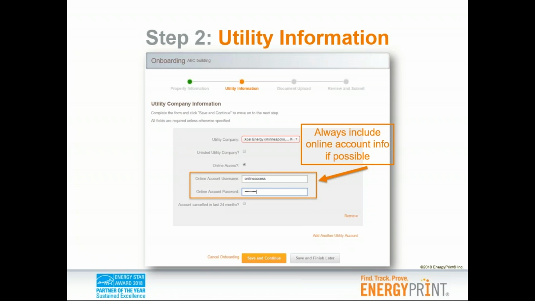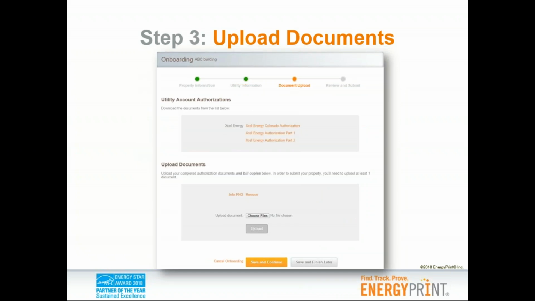If you have online information for us, the user login, for example, please put that information here, as we'll use that to request utility data for your historical as well as ongoing. And you can add multiple utility companies as well by using the Add Another Utility Account feature at the lower right corner of the page. Again, you can either save and finish later at this point or save and continue.